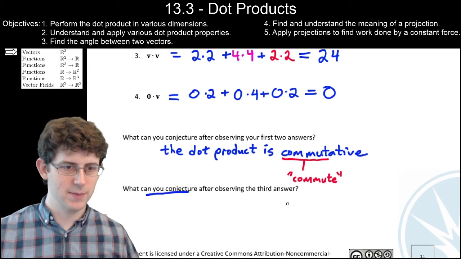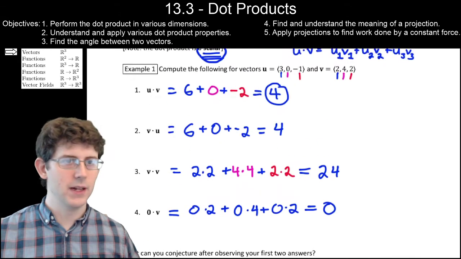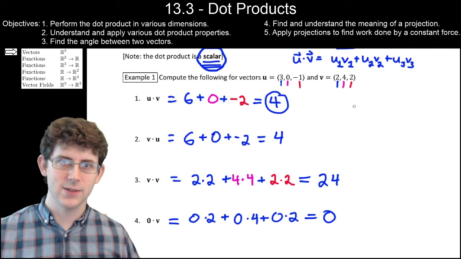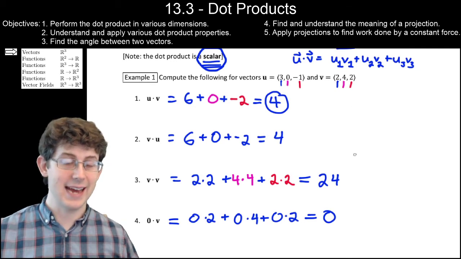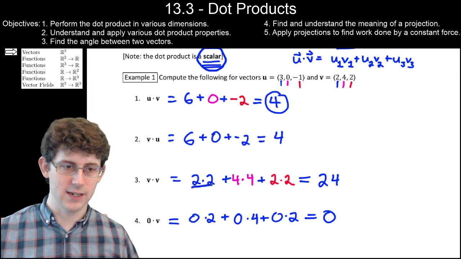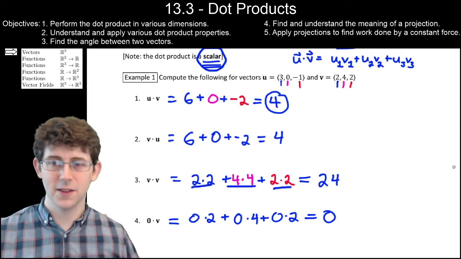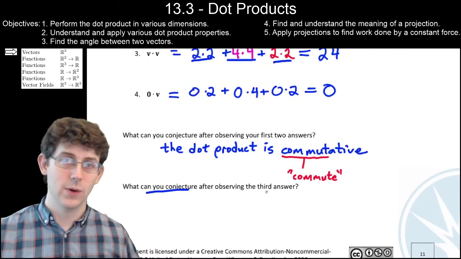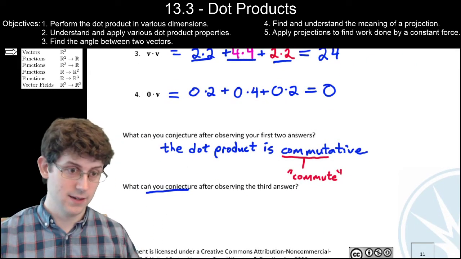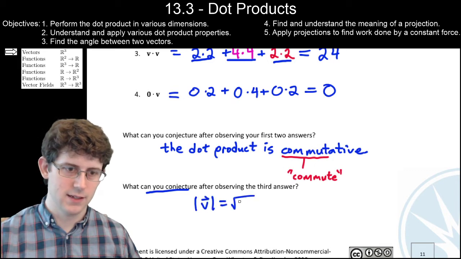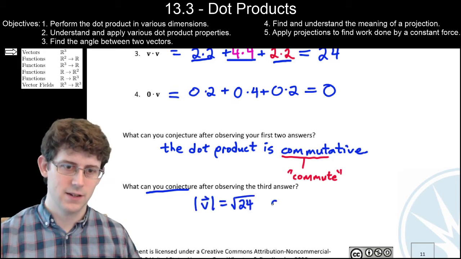What can you conjecture about the third answer? Well, what we did with the vector is we squared all the components and added them together. When else did we square all the components and add them together? We did that when we were finding the magnitude of the vector. So the magnitude of the vector was the square root of all that stuff.